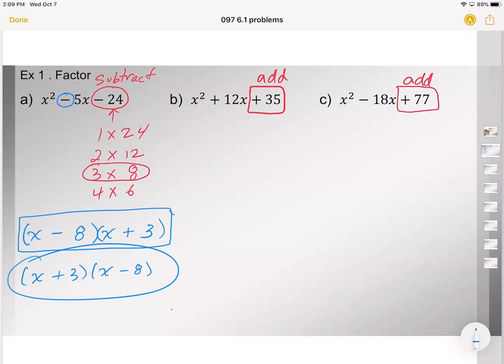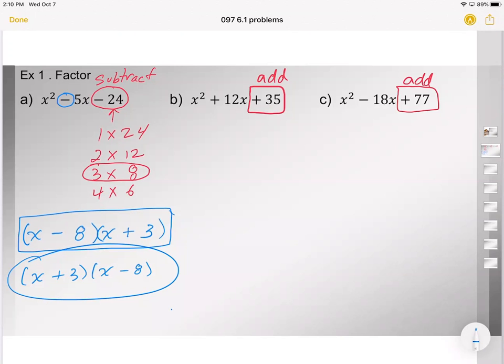So this is what you want to ask yourself: do I think in terms of addition, or am I thinking in terms of subtraction? That's the first key, as you will see later today or next week. If you think in terms of addition, same sign. If you think in terms of subtraction, opposite sign.